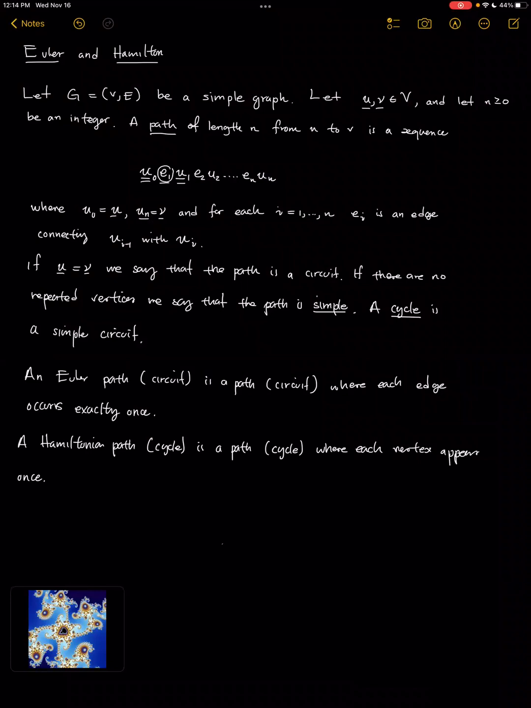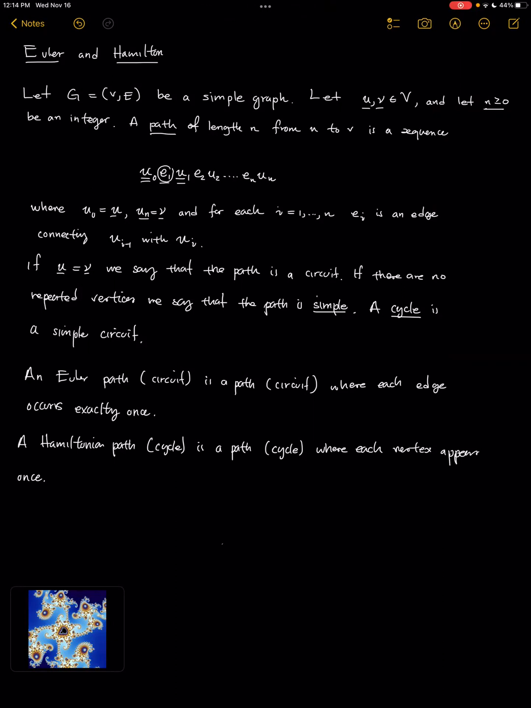Hello once again. This time I was requested to provide some clarification on the notions of Euler and Hamiltonian paths and circuits. To begin with that, let's start with a few definitions. Let G be a simple graph. Let U and V be elements of the set of vertices of this graph. Also, let n be a non-negative integer.